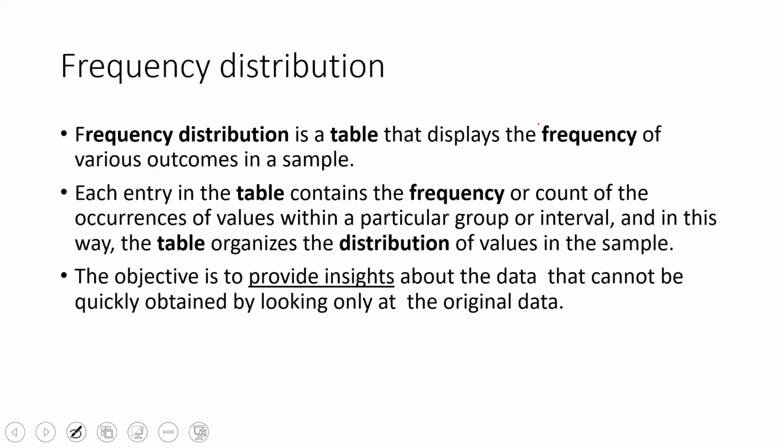So a frequency table is a table that displays the frequency of various outcomes in a sample. Each entry in the table contains the frequency, count, or tally for a particular group or group interval, and it organizes the distribution of values in the sample. The objective is to give you on-the-spot insight about the data that cannot be obtained by looking only at the raw data. And you understand what I'm talking about now.